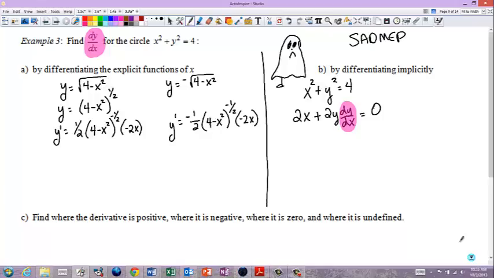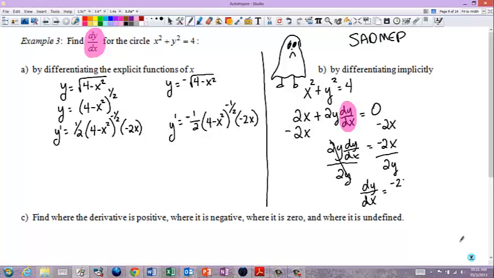So we're going to solve for dy/dx. So we're going to subtract 2x. So 2y dy/dx, I feel sorry for him. Okay, equals negative 2x. Again, I'm solving for dy/dx. How do you get rid of something multiplied? I divide by that. So dy/dx equals negative 2x over 2y.